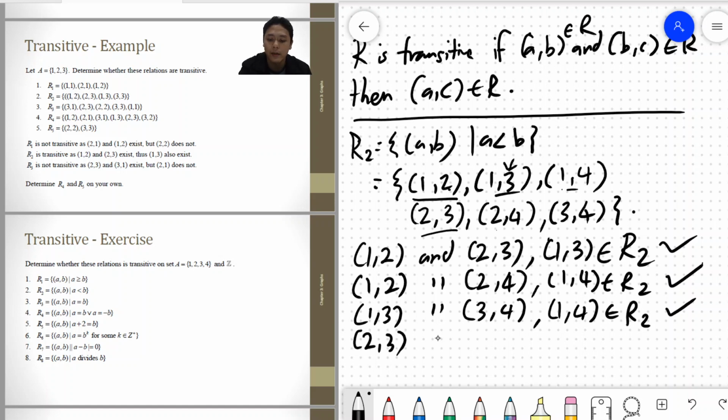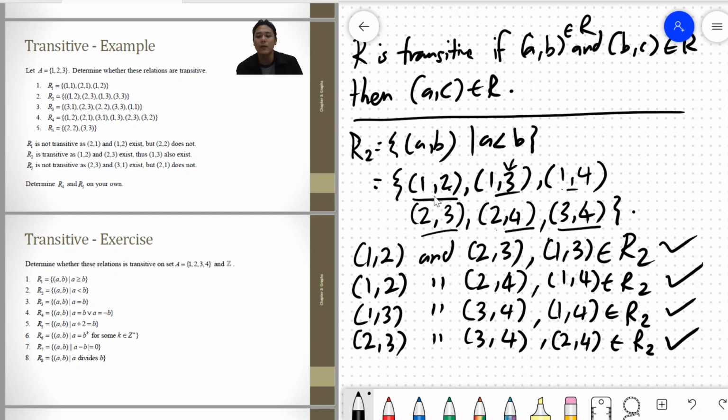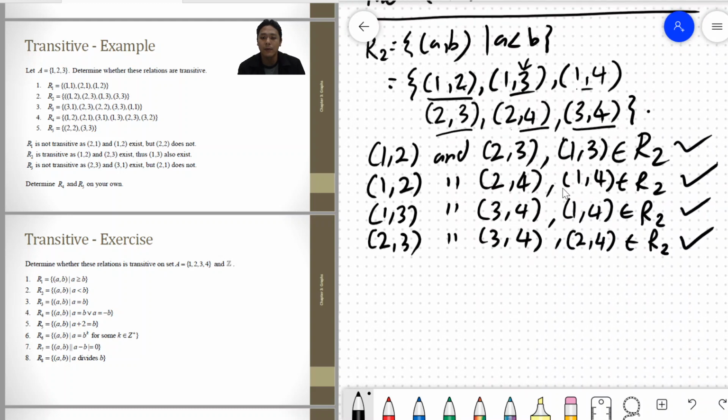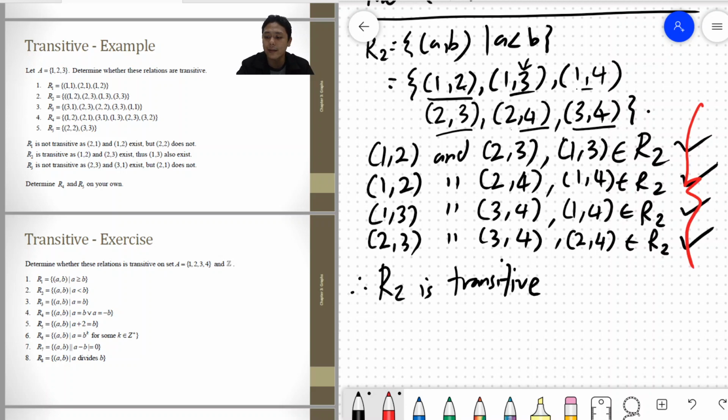(2, 3). There is (3, 4). You should have (2, 4). And yes, (2, 4) exists inside R2. (2, 4) no, (3, 4) no. So that concludes our search for the proof. As our conclusion, R2 is transitive. And what is your justification? All of this is your argument.